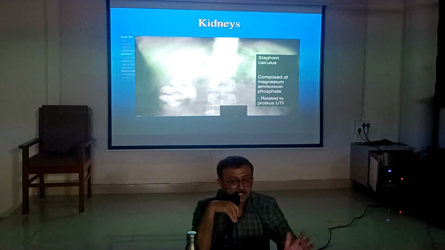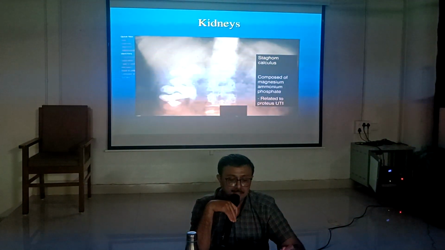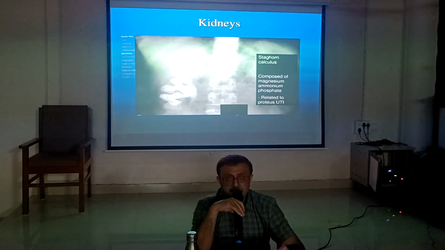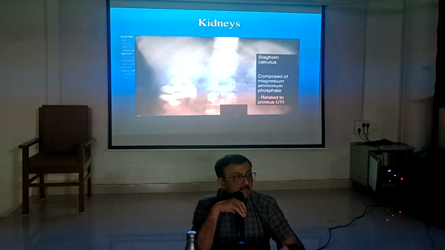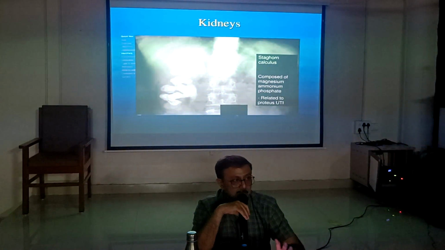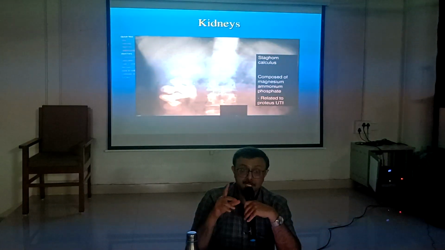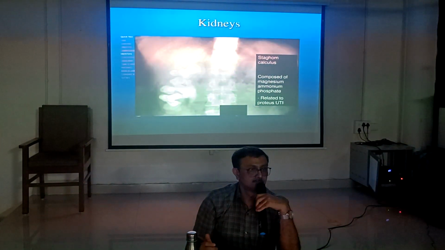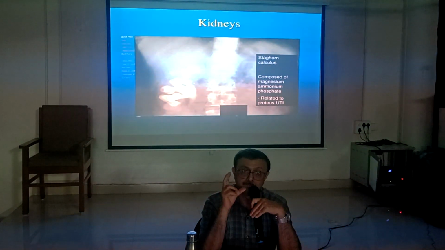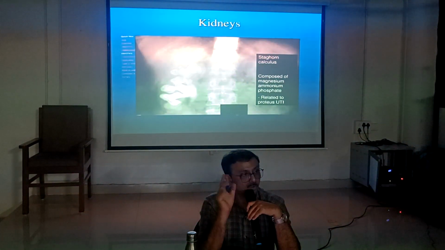So this is a staghorn calculus, magnesium ammonium phosphate, staghorn calculus. It takes the shape of the pelvicalyceal system. Stone in the shape of the pelvicalyceal system. It may not be obstructive. This staghorn will not be obstructive stone.